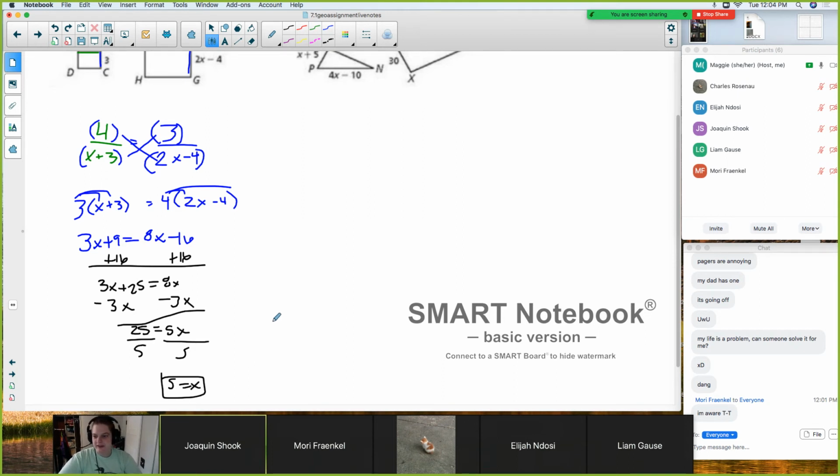So that's all you got to do on the next one as well, is identify which side links with which side so that you can make a proportion to solve.